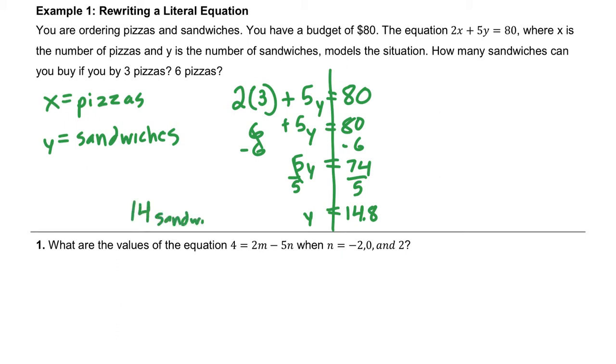sandwiches. And the reason I didn't round that up is because I have a budget. I can't go over that budget. So if I bought 15 sandwiches, I'd be over my budget. So it's not just about rounding, it's about thinking about an answer that makes sense, meaning an answer that fits the context of this problem.